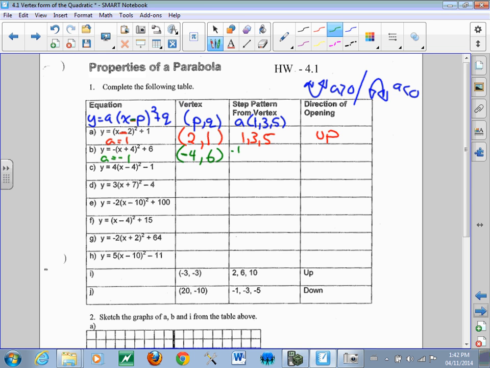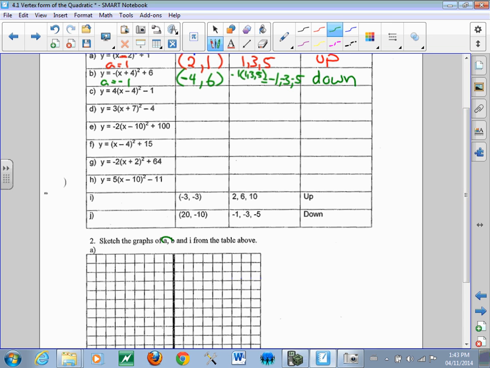Step pattern is going to change because a is negative 1. So negative 1 times 1, 3, and 5 is going to equal negative 1, negative 3, and negative 5. Okay? Direction of opening looks at a. a is less than 0, so it's going to open down. All right, so ladies and gentlemen, I want you to fill in this chart. I also want you to sketch example A on the first page, and B and I on the back side of this sheet to practice some sketching.